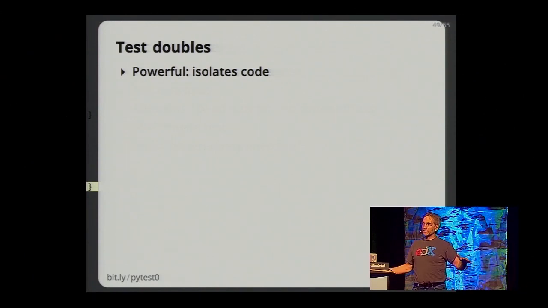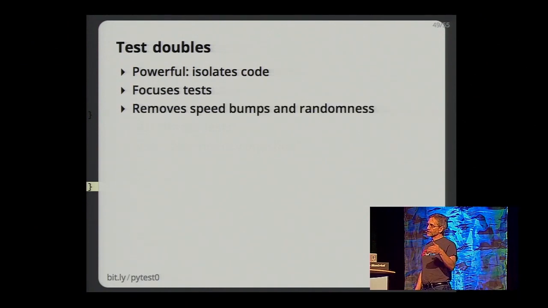The overarching term for all these things is test doubles, which is kind of like stunt doubles in a movie. You take the star out and you put in some guy that you don't care about as much and let him do the hard work. So this is very powerful. It isolates our code. We've removed dependencies and focused it more in on smaller code. It focuses our tests, and it removes speed bumps and randomness.